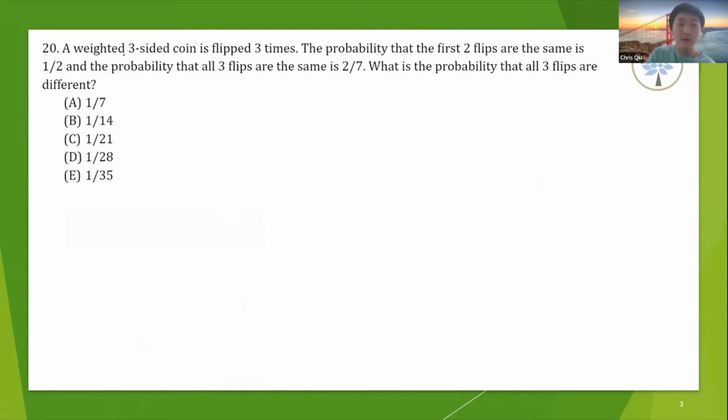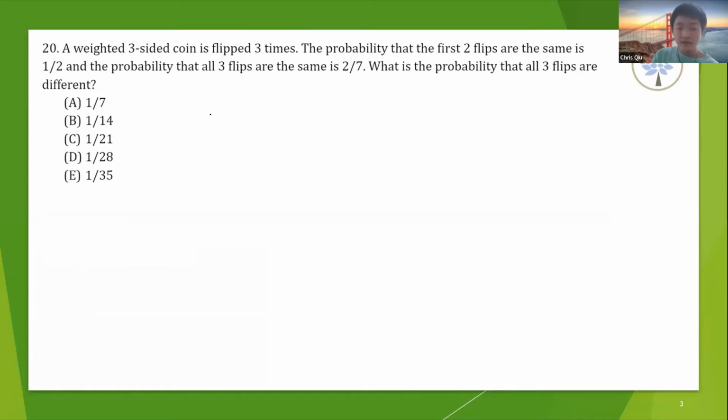So problem 20 reads, if a weighted three-sided coin is flipped 3 times, and the probability that the first 2 flips are the same is 1/2, and the probability that all 3 flips are the same is 2/7. What is the probability that all 3 flips are different?